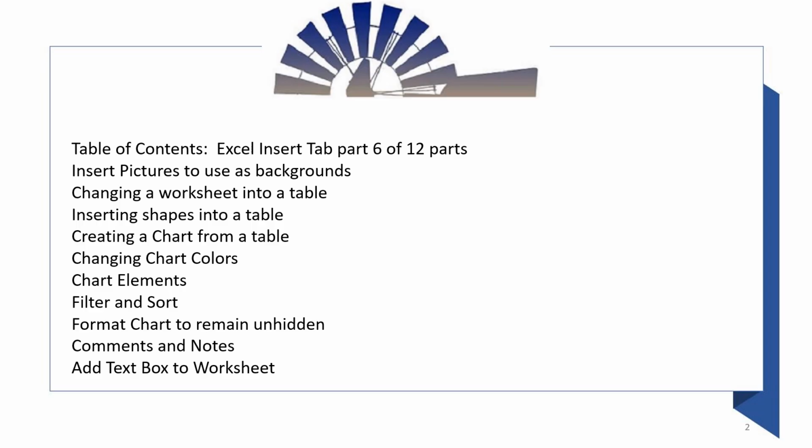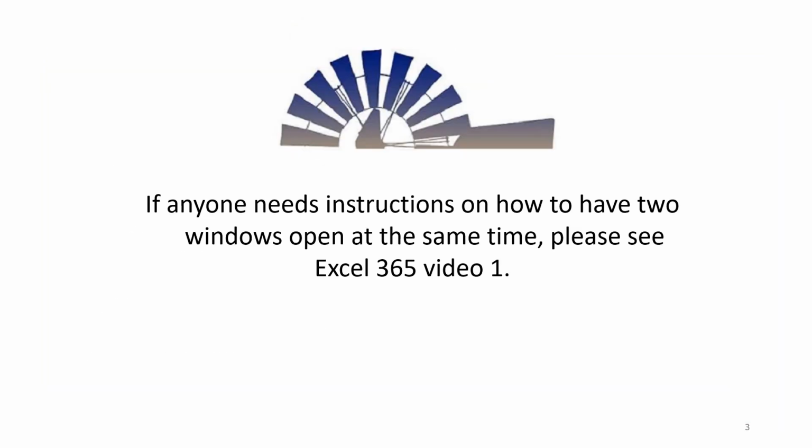Table of Contents, Excel Insert tab, Part 6 of 12 parts. Insert pictures to use as backgrounds, changing a worksheet into a table, inserting shapes into a table, creating a chart from a table, changing chart colors, chart elements, filter and sort, format chart to remain unhidden, comments and notes, add text box to worksheet. If anyone needs instructions on how to have two windows open at the same time, please see Excel 365 Video 1.